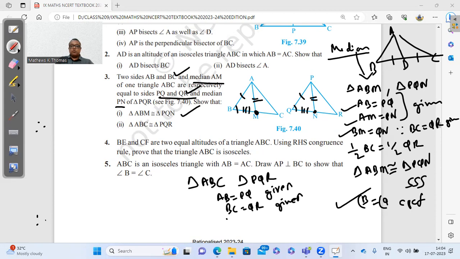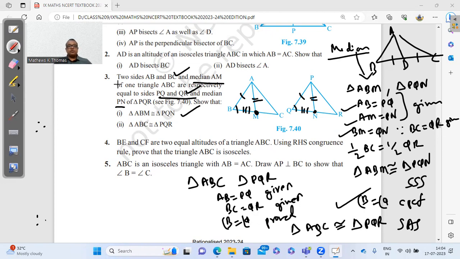And just now we have proved that angle B equals angle Q. This can be used here as a condition. So we have AB equals PQ, angle B equals angle Q, BC equals QR: two sides and one angle in between. So I can say the bigger triangles are congruent to each other by SAS. So this is question number 3.